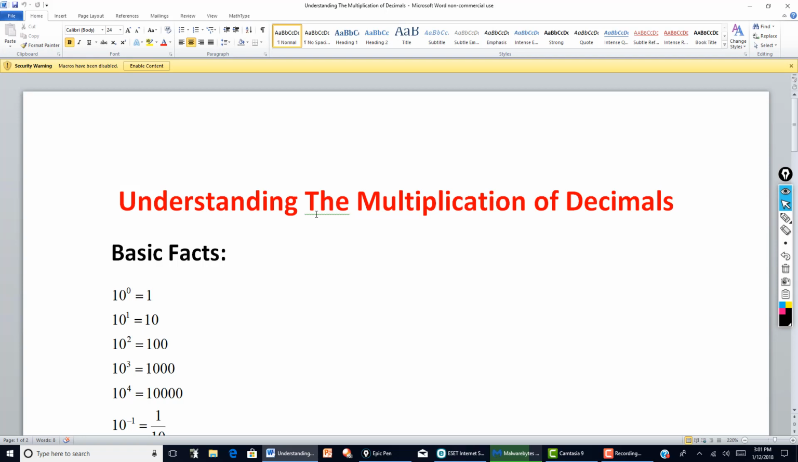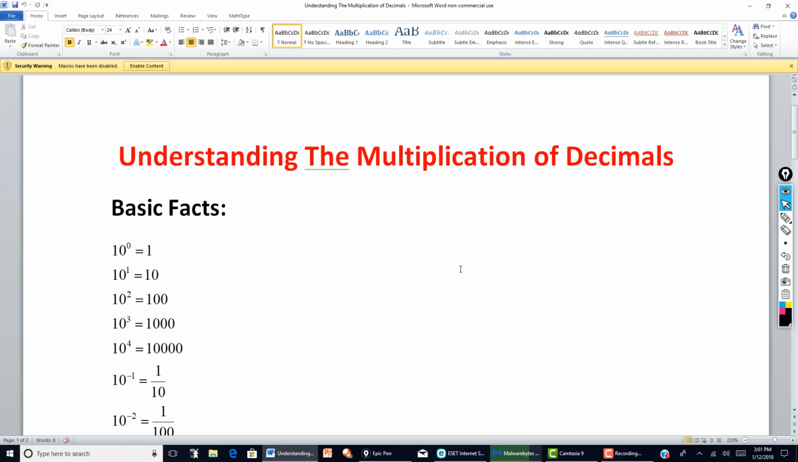In my last video, I went over the multiplication of whole numbers, went over the procedure and why it works the way it does. In this case, we'll look at multiplication of decimals or decimal fractions. As a review of what we did last time, here are some of the things I went over.